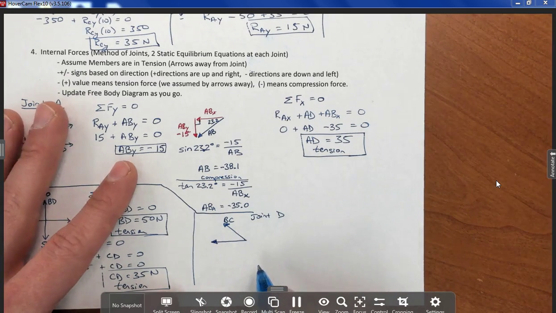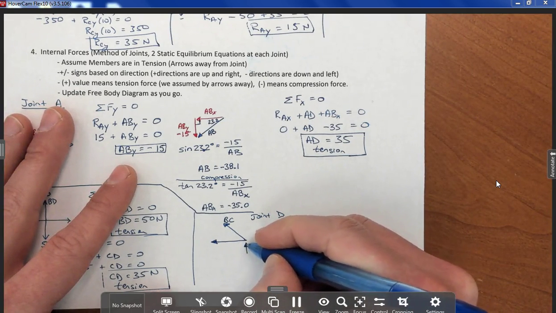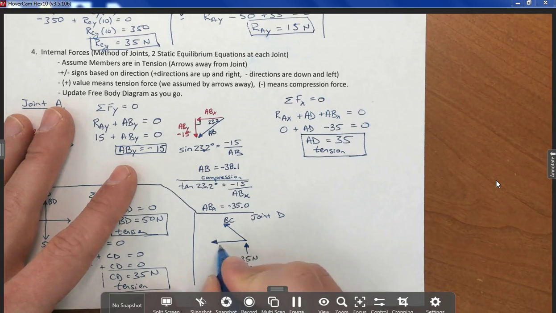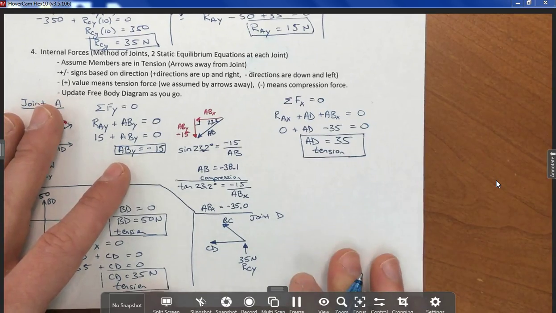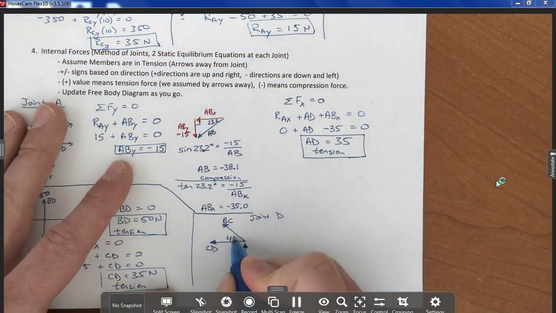Make sure we know that. And we have this reaction force we know is pushing up. That was 35 newtons. So we'll call that the reaction force at C in the y direction. This right here was CD. We know that's tension. All right. And we know this angle measure was 45 degrees.